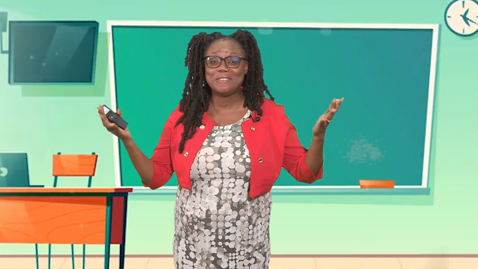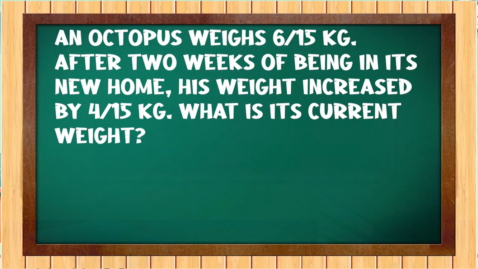Let's see what my problem solvers came up with. So we know that the octopus weighed 6/15 kg. However, after 2 weeks of being in a new place, his weight increased. Maybe he was getting big meals every day. So we want to know what is its current weight.